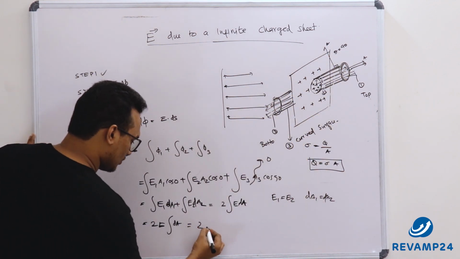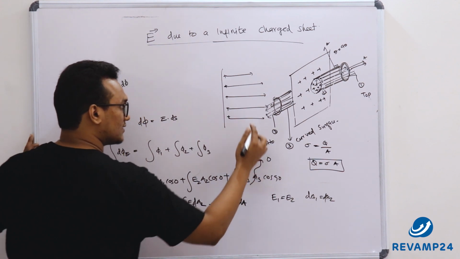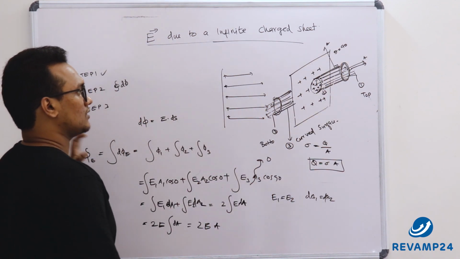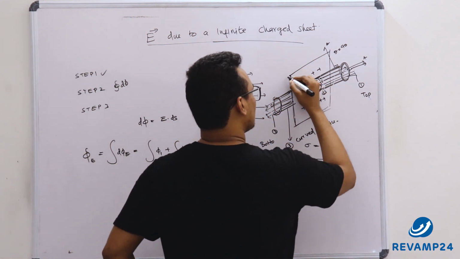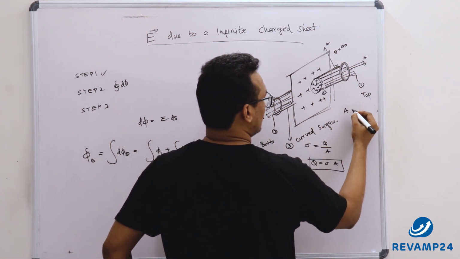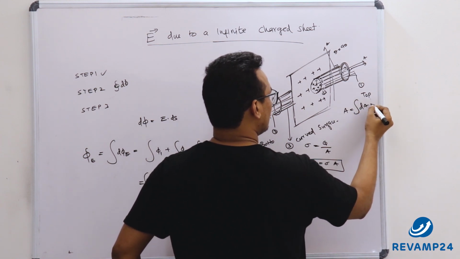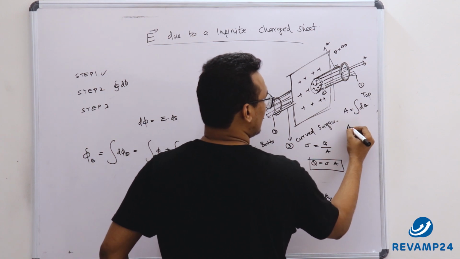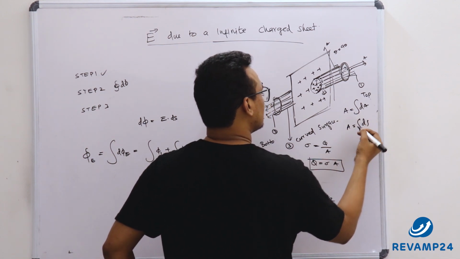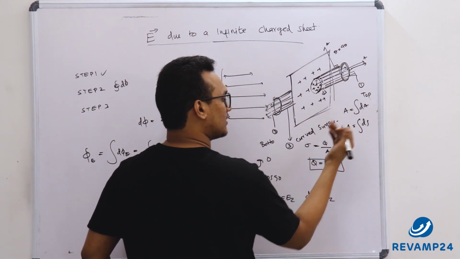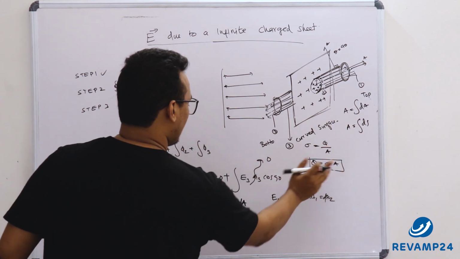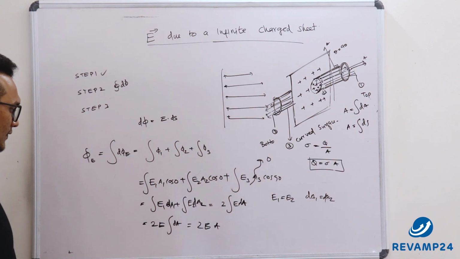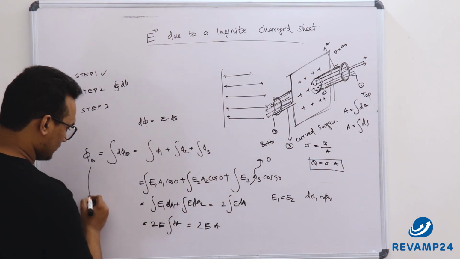So that is 2 into E into the total area, which I'm just considering as A. That area is nothing but integral dA. Small dA, if you are considering, the total area is A, or you can take A as integral dS. It's the same thing. Or instead of A, you can consider S also. But I have considered A here. So I got the value of phi E.